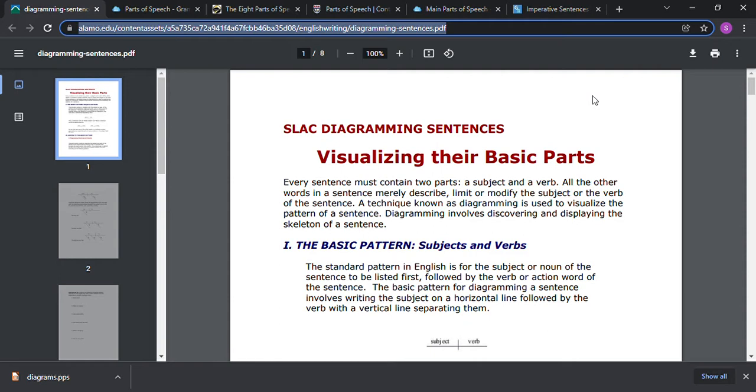And it says every sentence must contain two parts, a subject and a verb. All the other words in a sentence merely describe, limit, or modify the subject or the verb of the sentence. A technique known as diagramming is used to visualize the pattern of a sentence. Diagramming involves discovering and displaying the skeleton of a sentence.